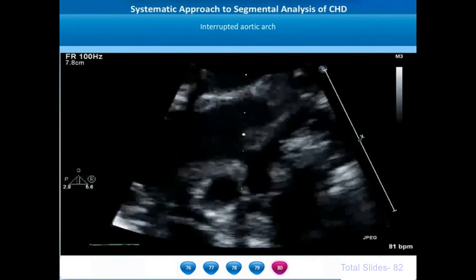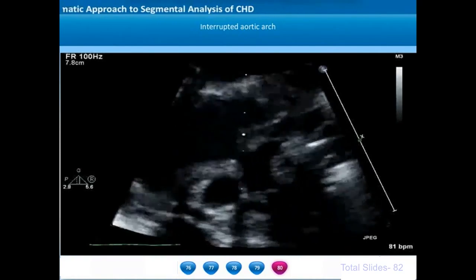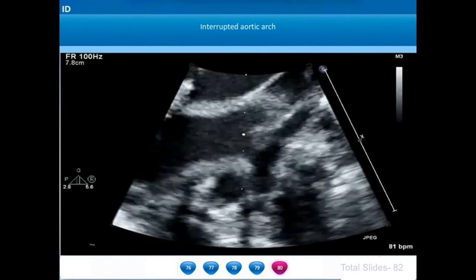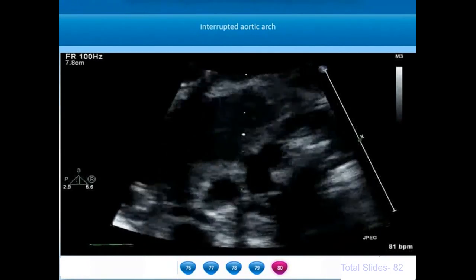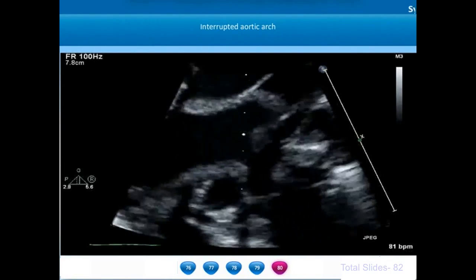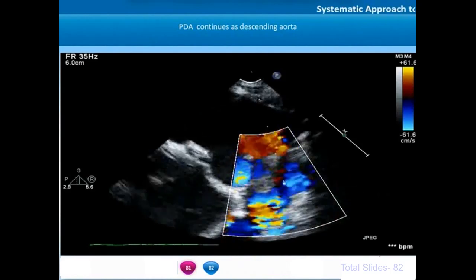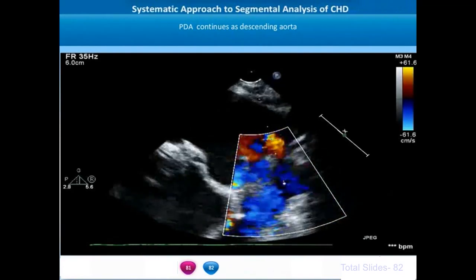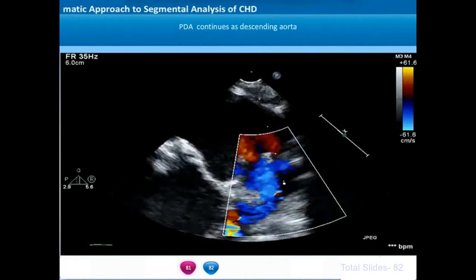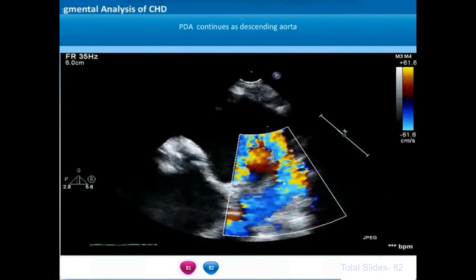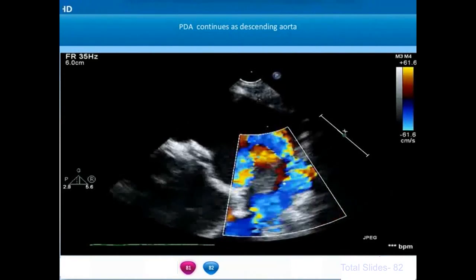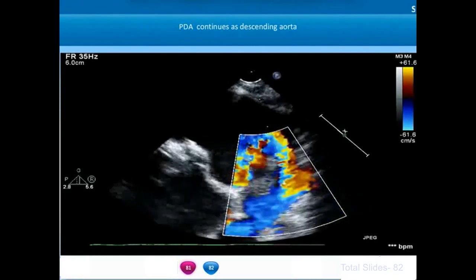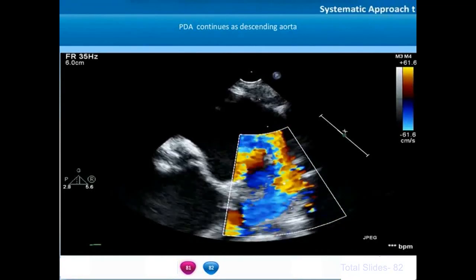Arch of the aorta can be interrupted. This is an example of an interruption of the aortic arch, where the ascending aorta stops after giving the arch vessel branches. In these patients with arch interruption, the descending thoracic aorta will be fed by the patent ductus arteriosus from the main pulmonary artery. We can notice on this ductal view the continuation of the main pulmonary artery through the ductus arteriosus into the descending thoracic aorta.